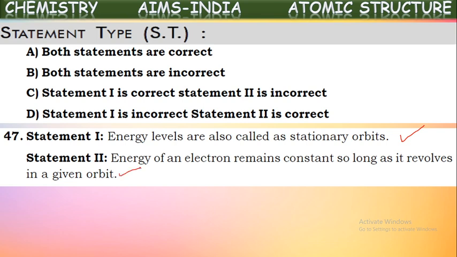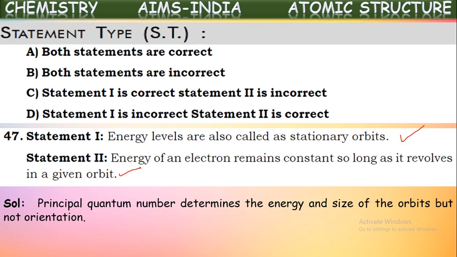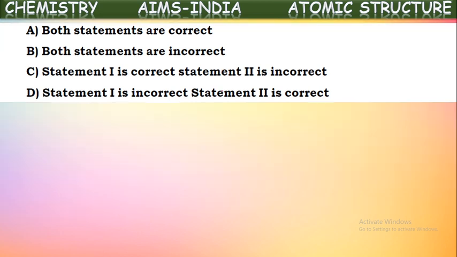If both statements are true, what will be the correct option? Principal quantum number determines the energy and size of the orbits, but not orientation. This is A. Both the statements are correct here. Okay, A is the correct answer for this.